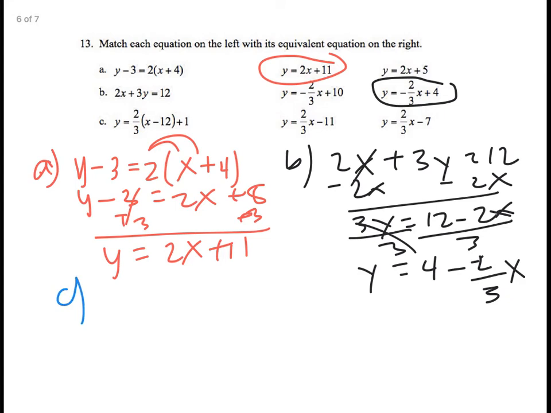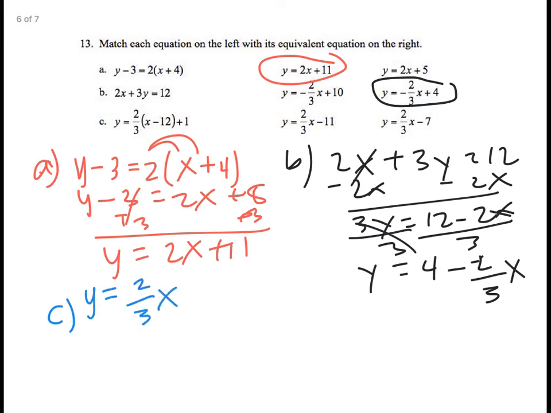And then for C, let's fix that. I have a fraction again. It's not in a specific form really. It's closest to slope intercept, but we still have to distribute that 2/3 through. So I get y is equal to, well, 2/3 x.